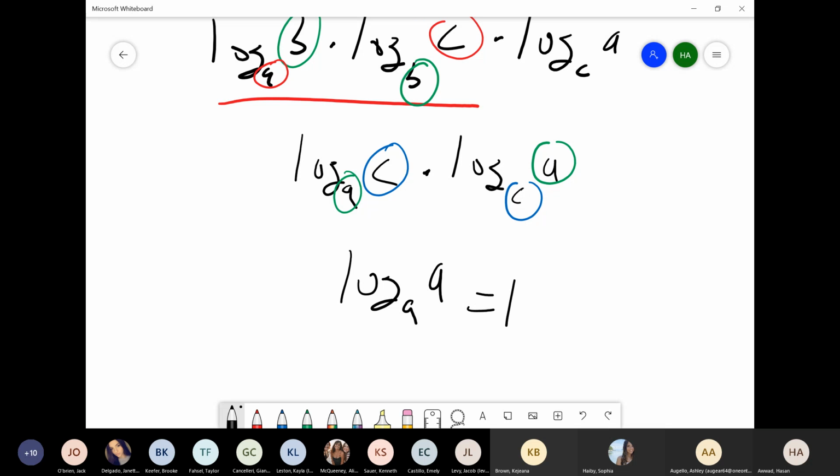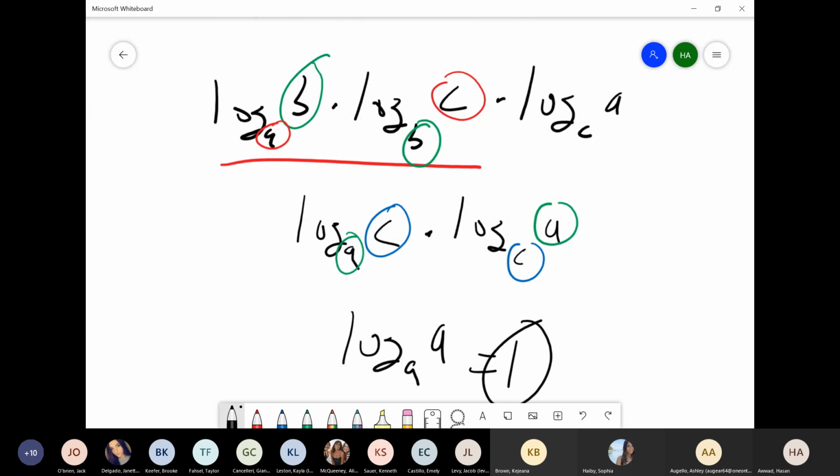Okay? So regardless how you do it, 1 is your answer. And the important takeaway from this is understanding how to do the logarithm multiplication. You can only condense logarithms with multiplication if you have matching pieces, one base matching to the value of the other logarithm. If they don't match, you can't do it. And it's that simple. Okay?